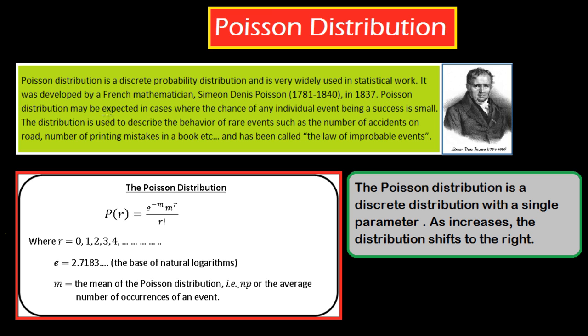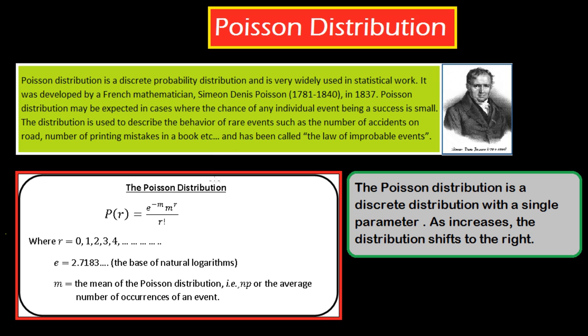Poisson distribution may be expected in cases where the chance of any individual event being a success is very small, where p is small. The distribution is used to describe the behavior of rare events such as the number of accidents on road, number of printing mistakes in a book, etc., and has been called the law of improbable events.